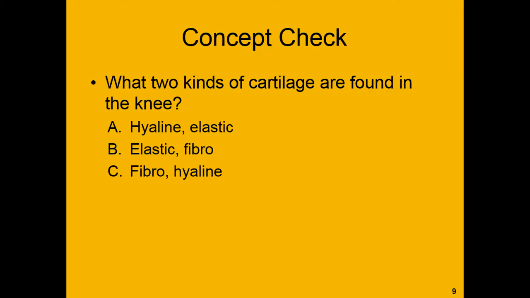So, class, concept check. What 2 kinds of cartilage are found in the knee? This is a more difficult concept check question than most of the ones I typically answer. You're going to typically need to rewind the video and listen to it in detail, or you're going to need to check your textbook and look at the different structures of the knee. So go ahead and pause it right now and get me an answer. 5, 4, 3, 2, 1.